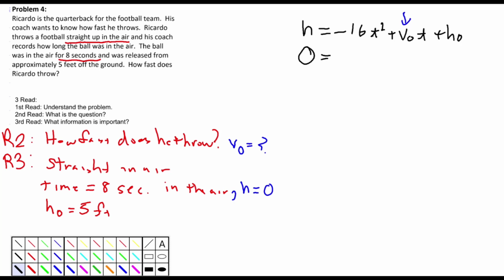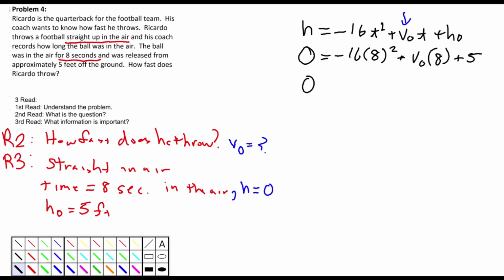And we are going to get negative 16, and the time, we already know the time is 8 seconds, squared, plus my initial velocity, I don't know that, times, again, my time is 8 seconds, plus the initial height when the quarterback released the ball, about 5 feet. So there's only one variable in this problem, and that's the v sub 0. So again, that means I can solve this.